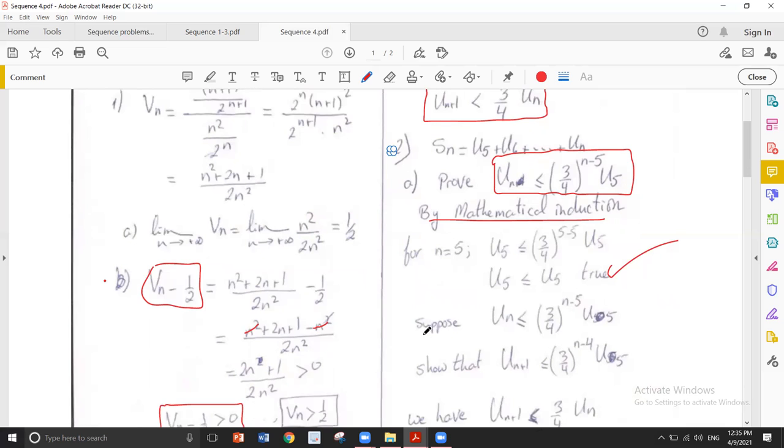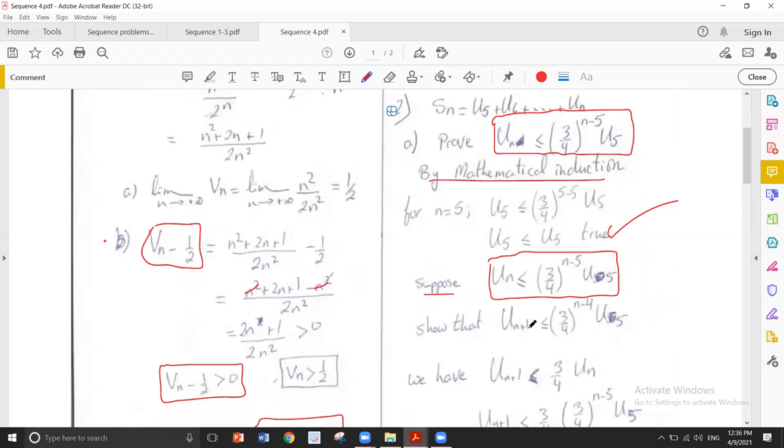Now suppose the given relation is true. Suppose un less than or equal to 3 over 4 to the power n minus 5 u5. We need to show that un plus 1 less than or equal to 3 over 4 to the power n minus 4 u5. We are going to verify this.